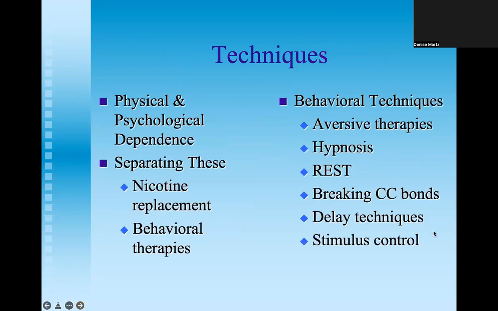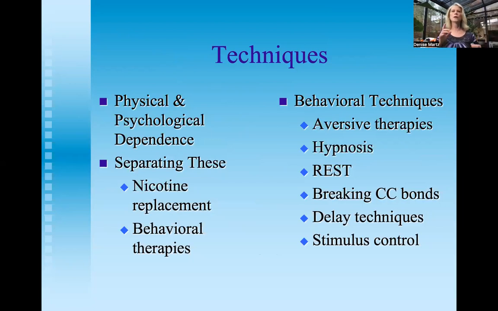All right, this is what y'all are thirsty for, techniques. Acknowledging that there's both physical and psychological dependency because of the addictiveness of nicotine. And so when we do nicotine replacement, that raises the chances that a person is going to be able to quit. And when we do nicotine replacement, there are a couple of helpful things that are happening.